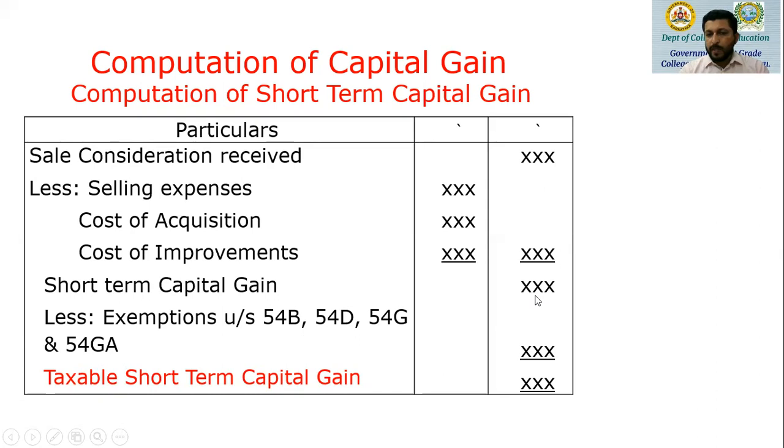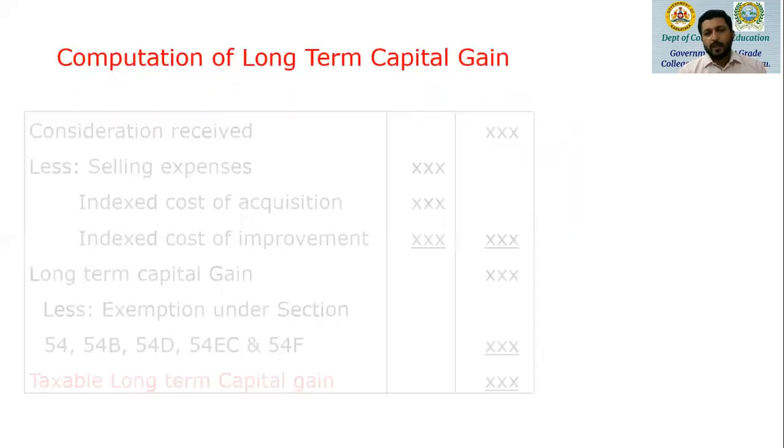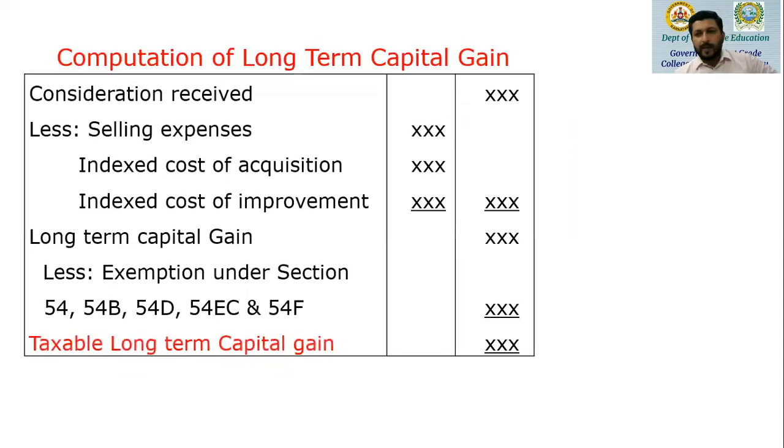From short-term capital gain, if any exemptions are available, those are to be deducted. And after deduction, we arrive at what is called taxable short-term capital gain. Point to be noted: if in the problem exemptions are not mentioned at all, then this short-term capital gain itself will be taken as taxable short-term capital gain. So that is about short-term capital gain computation. Let's look at long-term capital gain computation.